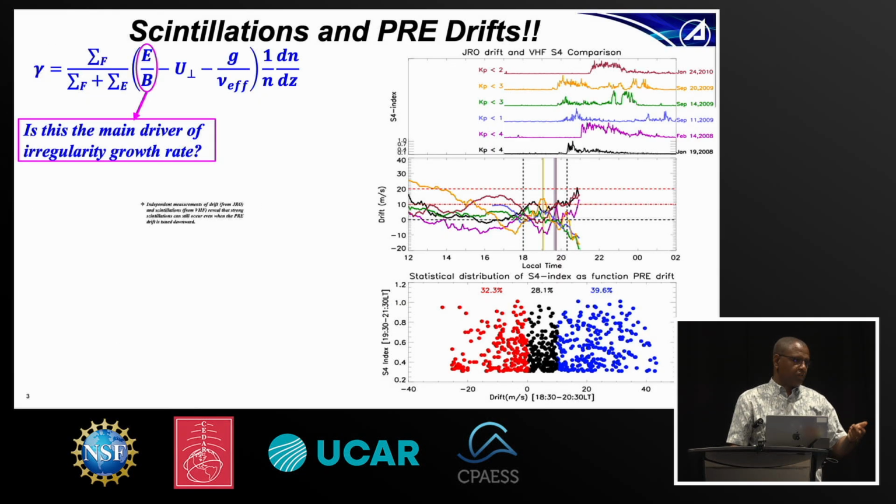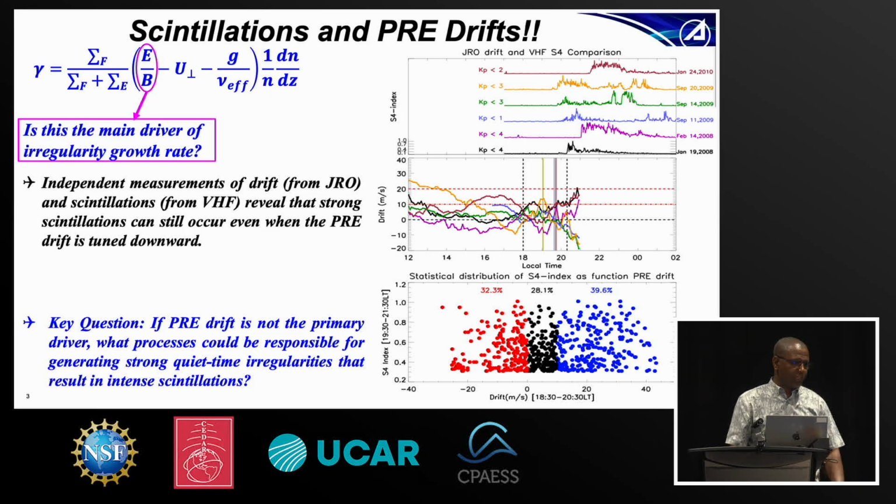So what is the driver? Here is the equation, but since I don't have the time, I wanted to show you on the right bottom a statistic showing the S4 index as a function of drift velocity. You can see the blue satisfies the current understanding. Whenever there is a drift velocity greater than at least 10 meters per second, you can have bubbles or scintillation, and that's okay. But the black dots are between 0 and 10, which is not possible according to the current understanding, or according to that equation. The red is even worse. You can have S4 up to 0.8 or more, but the drift is reversed into negative.